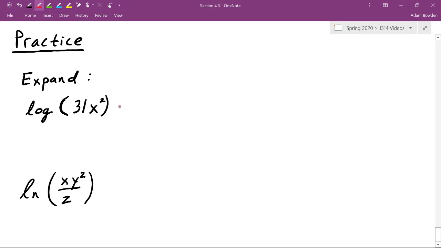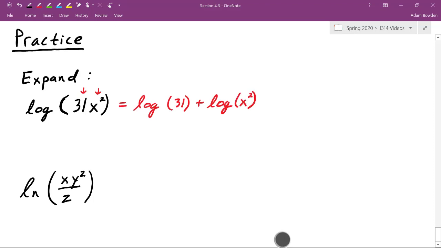On the first one, what we're going to use is the product rule to split these into two separate logarithms, one for the 31 and one for the x squared. That would change it into log 31 plus log x squared. And since this is a power here inside the log, I'll go ahead and move it to the front. So fully expanded, this would go log 31 plus 2 log x.